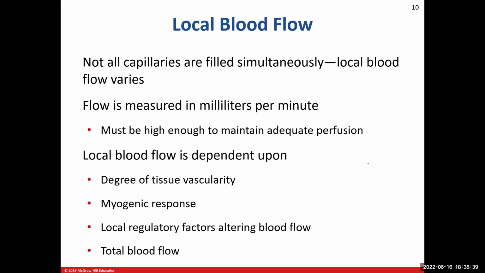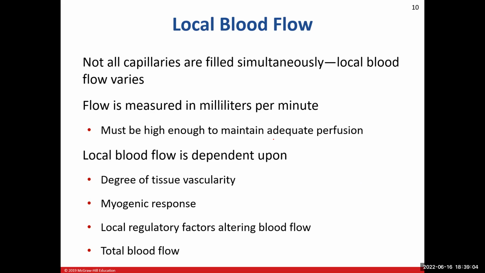All right. So more on the lymphatic system in another chapter, but we're now going to move back into blood flow. We're going to talk about what we call local blood flow. Something you have to understand is, remember I said, our capillaries are the exchange sites between our circulatory system and our tissues here.